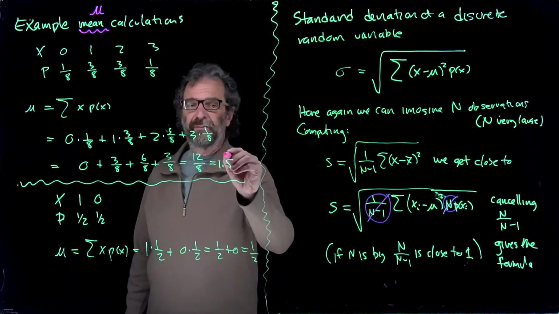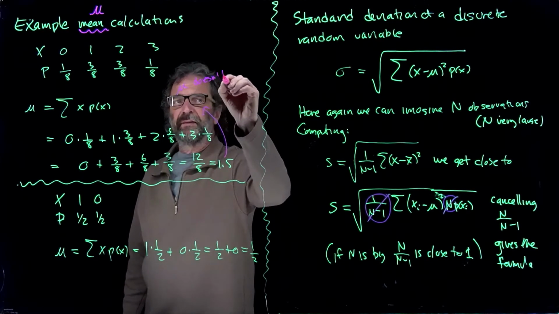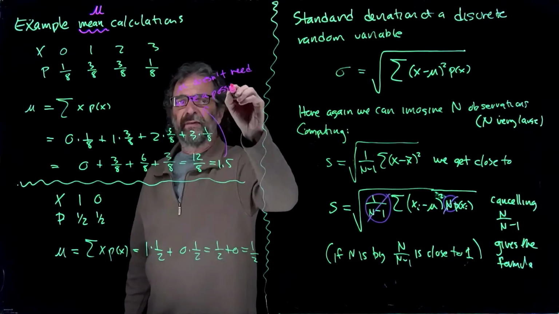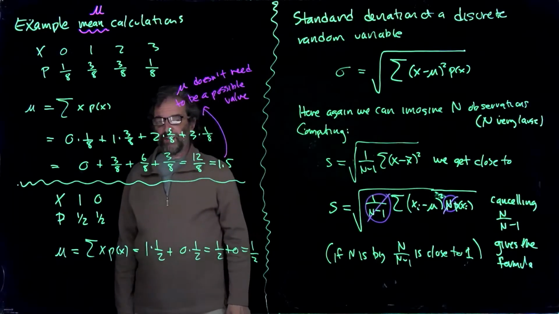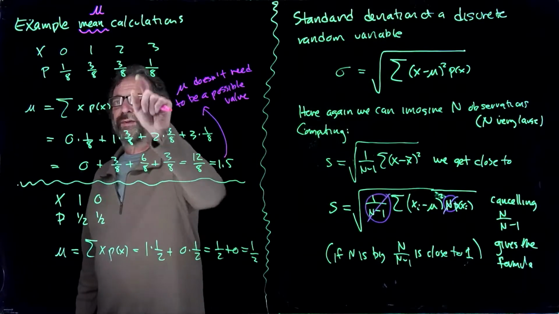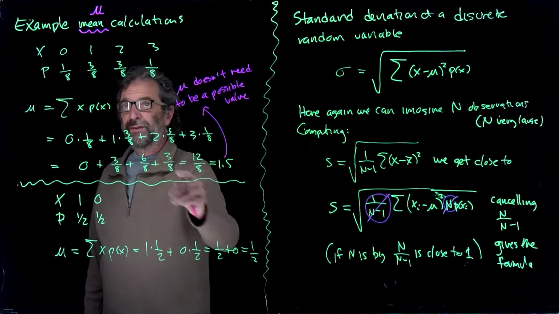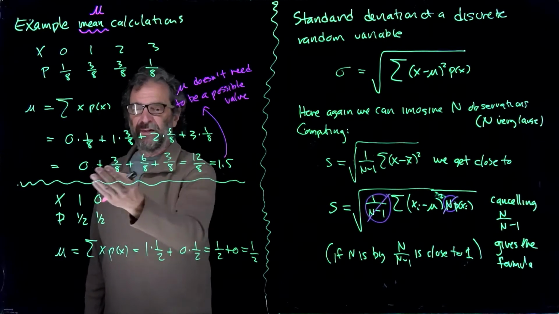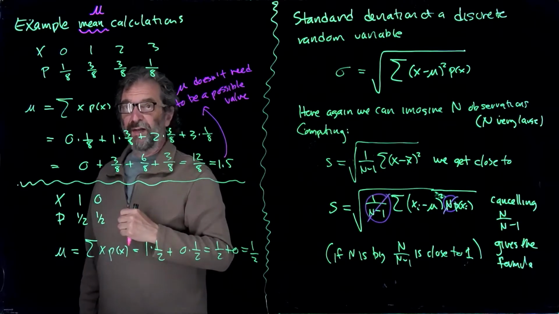We notice here mu doesn't need to be a possible value. Since it's an average of lots of values, in many cases it doesn't line up with a particular value. So here the answers you get for x are only 0, 1, 2, and 3, but the mean, the average, is 1.5. So somehow they're equally likely to be above and below 1.5. So when you add up all the values you can get in their relative frequency terms, you get 1.5 as an average, not one of the values.